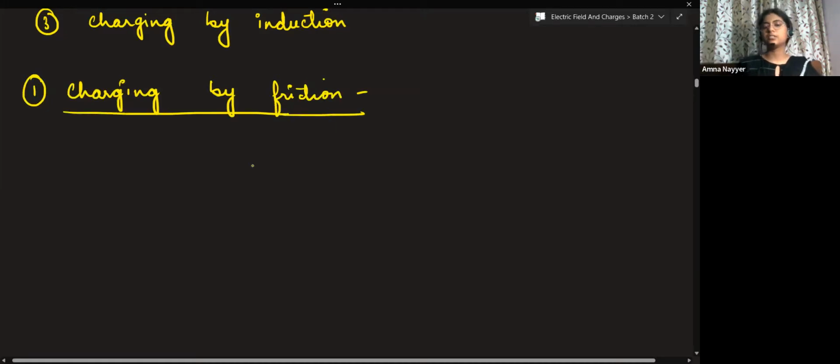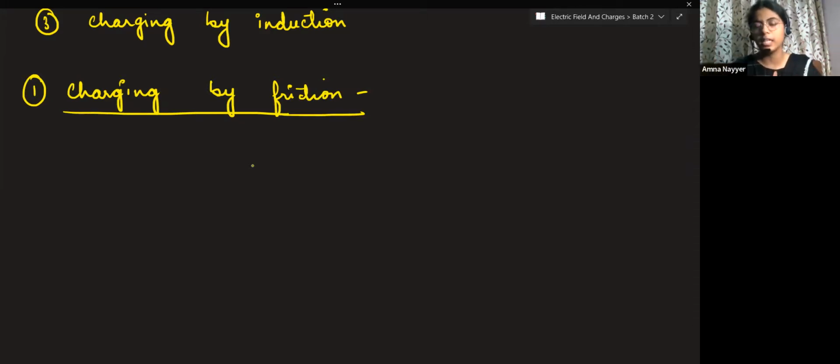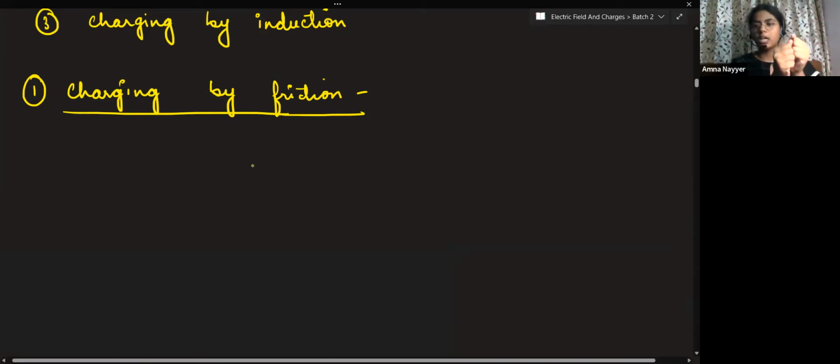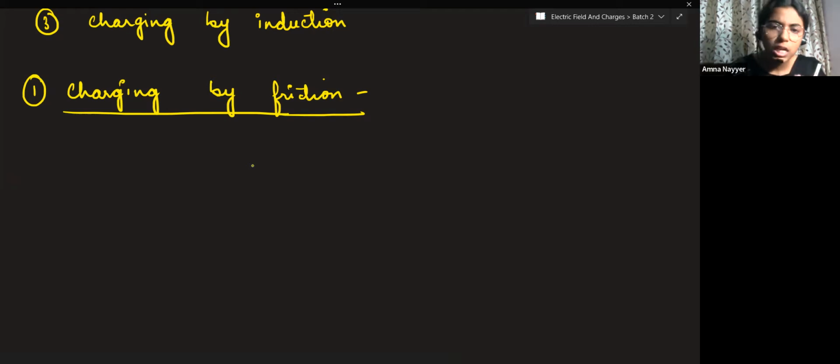Charging by friction. Frictional force comes through interaction only. Forces come through interaction in nature only. So if two bodies are rubbed together, what kind of force occurs which opposes them? The frictional force. This frictional force is the same force which you have studied in your laws of motion lesson. Work, energy, and power, all the terms remain the same.